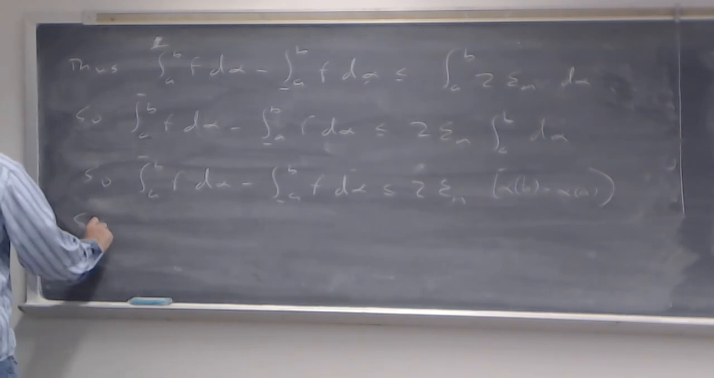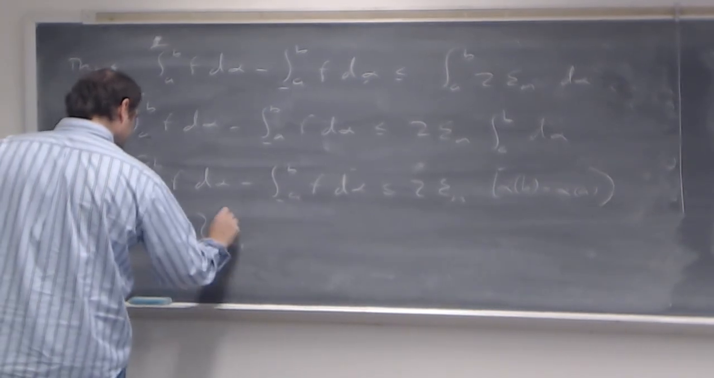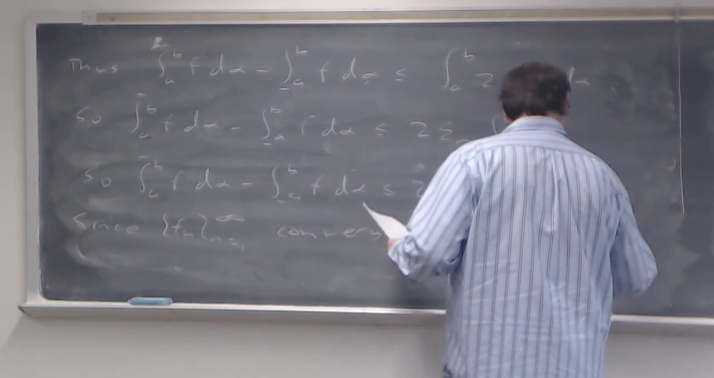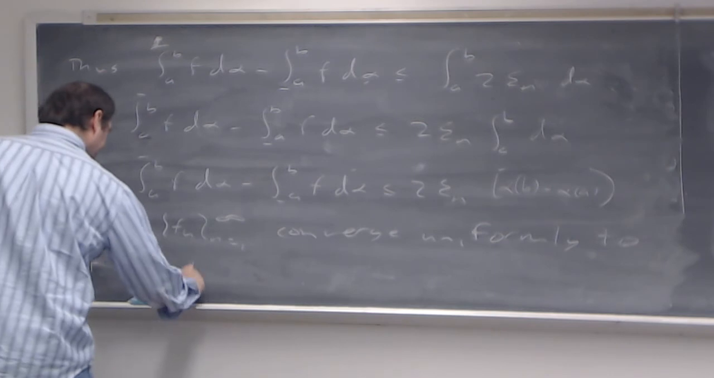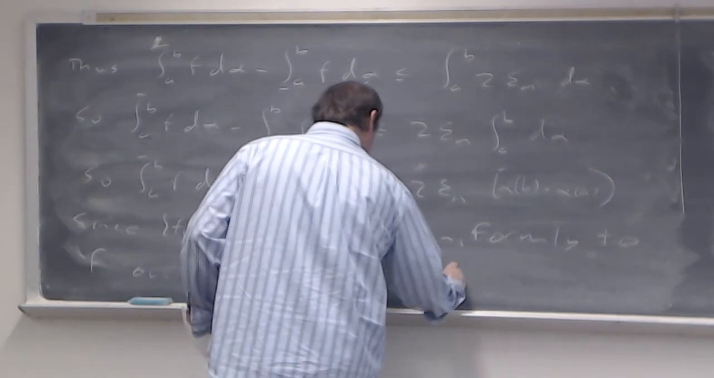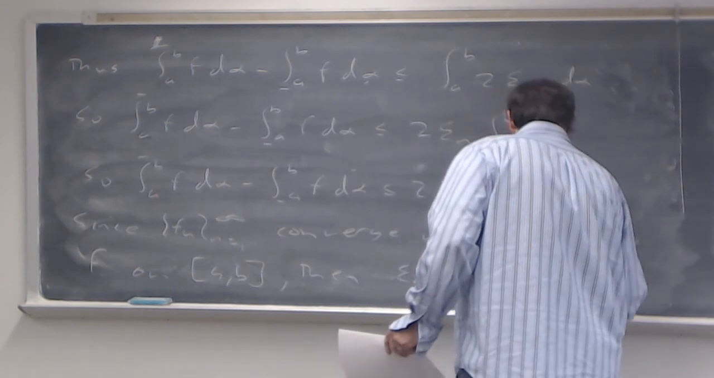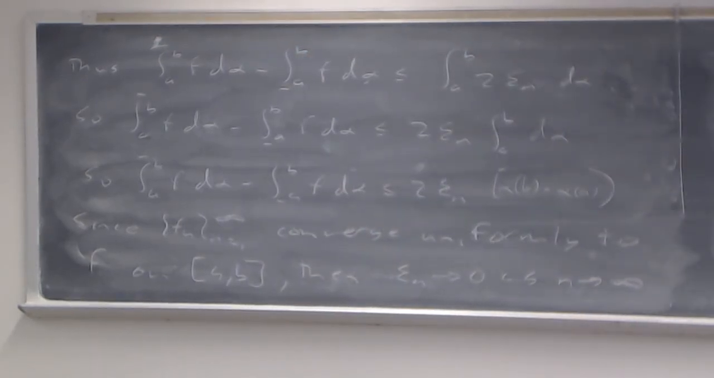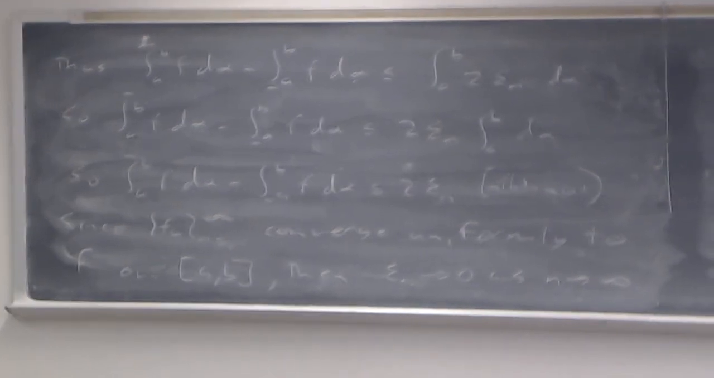Okay. Now, since the f sub n's converge uniformly to f on a to b, then that's going to force epsilon sub n to go to 0 as n goes to infinity. And that's true by a previous theorem we had today.